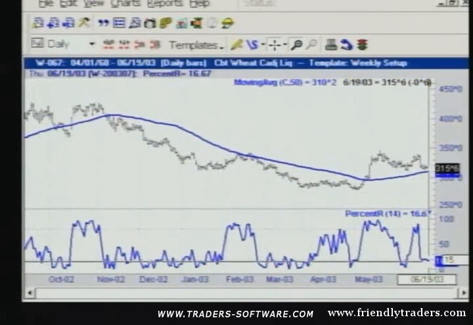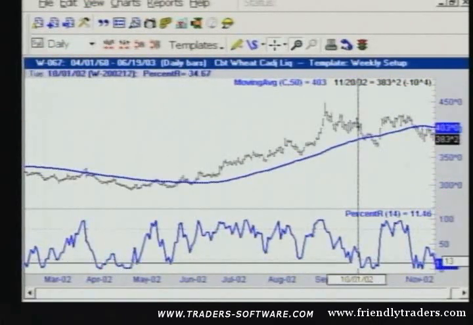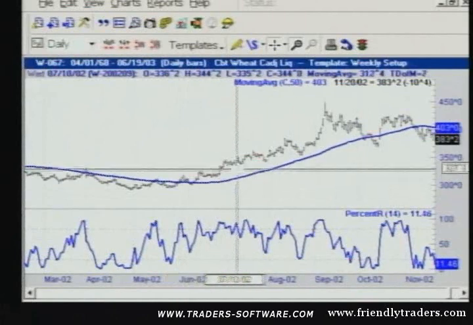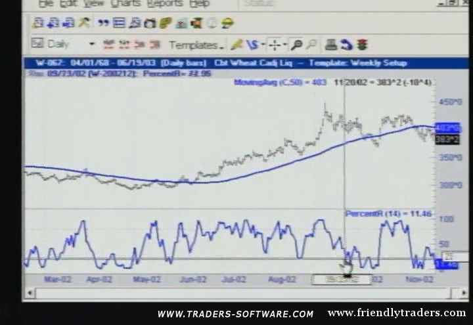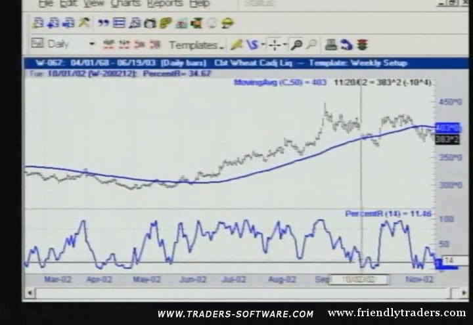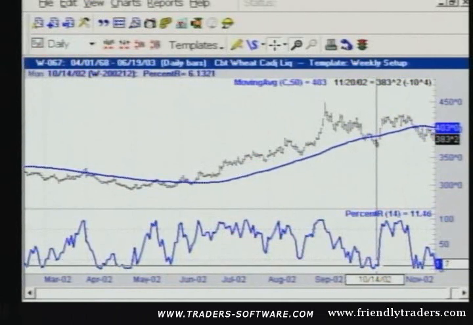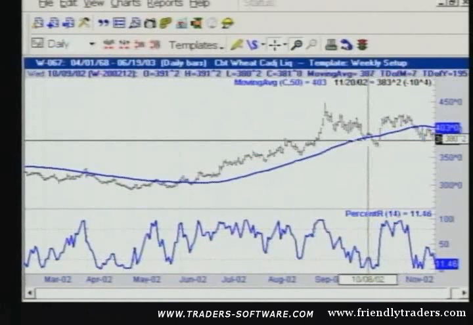Go back a little bit in time, Mark, and we can look at the other side of that. And now the trend is up. We're above the 50-day average. Its trend is up. We want to be a buyer here, want to be a buyer here, want to be a buyer here. It doesn't work. The next set of them over here work because the trend is still up.